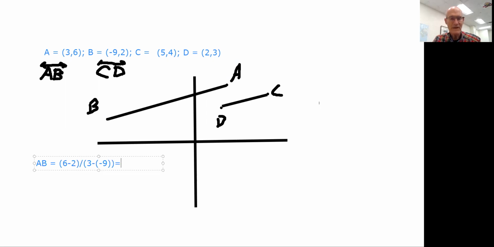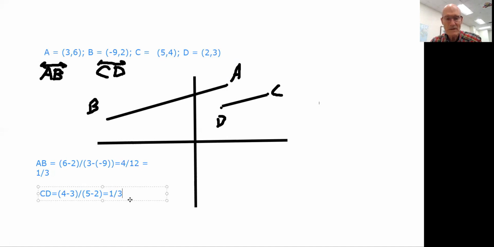And if I work that out, I get a 4 on the top, and on the bottom I get a 12. And that reduces down to 1/3. Now, if I do the same thing with CD, equals, on top for CD, I have 4 minus 3, divided by, on the bottom, 5 minus 2. And that equals 1 divided by 3.